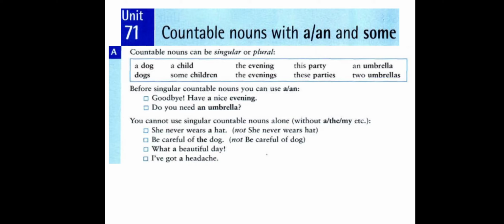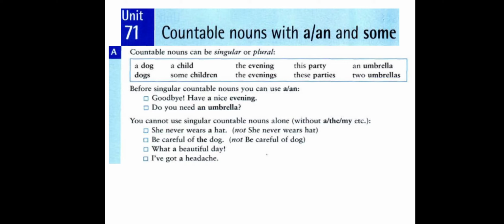Be careful of the dog. Here it is a specific dog. It is singular. That's why we are supposed to use an article, whether a or an or the. Here, because it is a specific, certain dog, we use the article the. But we don't say be careful of dog.